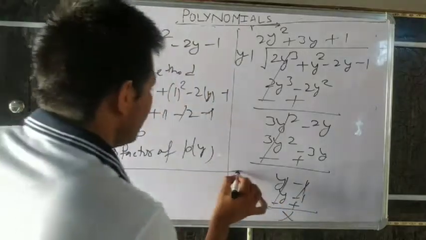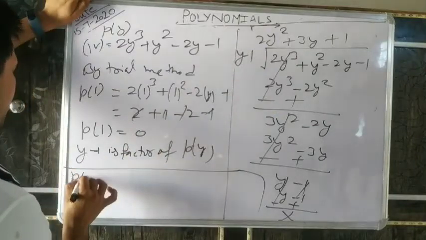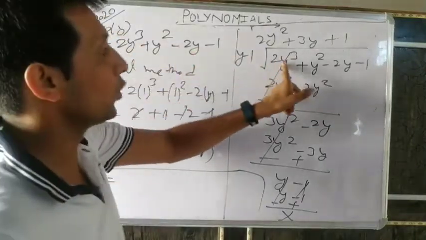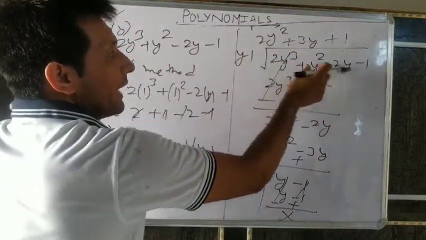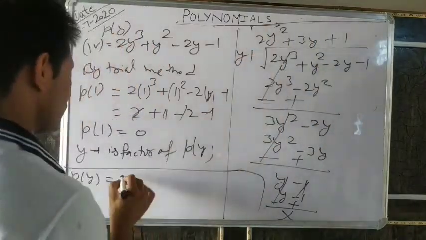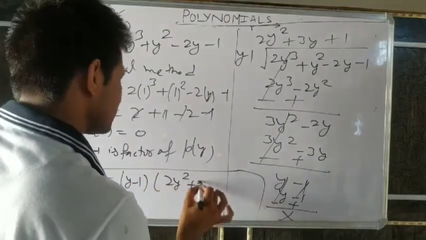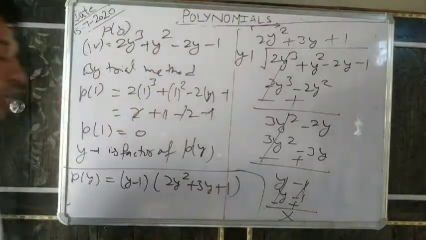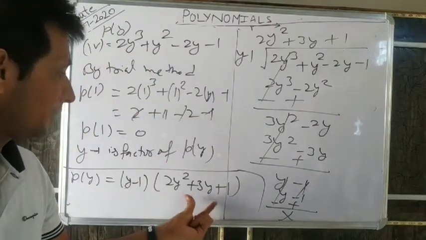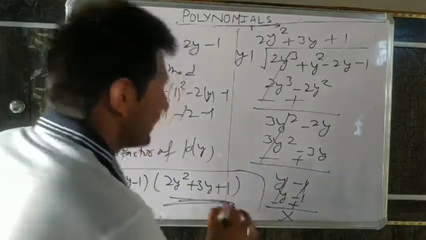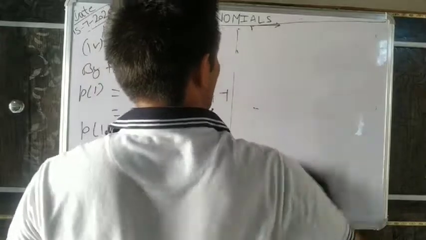So it means this p(y) equals 2y cube plus y square minus 2y minus 1, equals dividend equals divisor into quotient, y minus 1 multiplied by 2y square plus 3y plus 1. So a cubic polynomial has three factors. One is already found and the other two we are finding by this quadratic polynomial. I am rubbing this one and you note down.